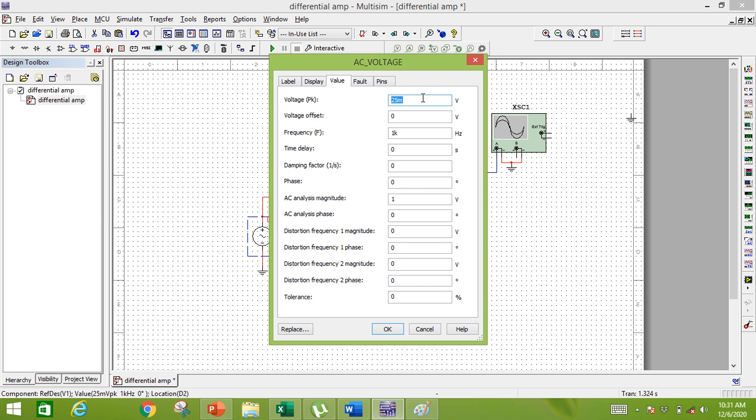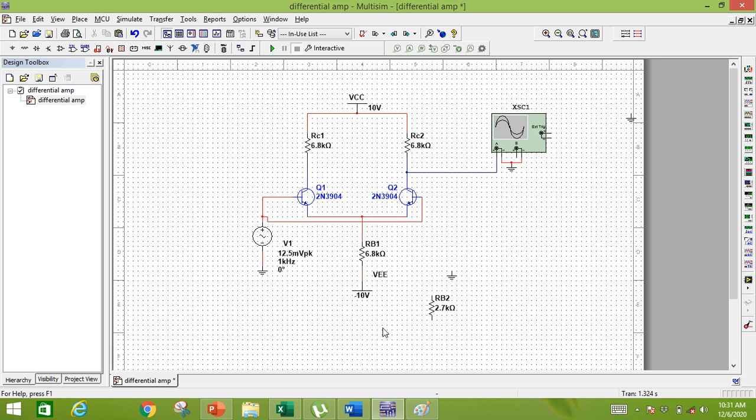So if I have to apply 25 millivolts peak, or 50 millivolts peak to peak, how can we get 25 millivolts peak from (V1 + V2) / 2? By making this value 12.5 millivolts. So 12.5 millivolts, that is V1, plus 12.5 millivolts, that will be V2. So (12.5 millivolts + 12.5 millivolts) / 2. This way I will get the average value, (V1 + V2) / 2.